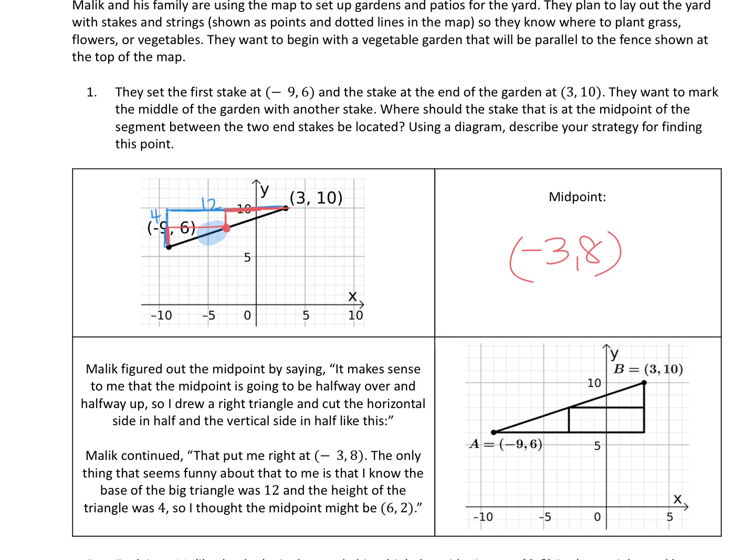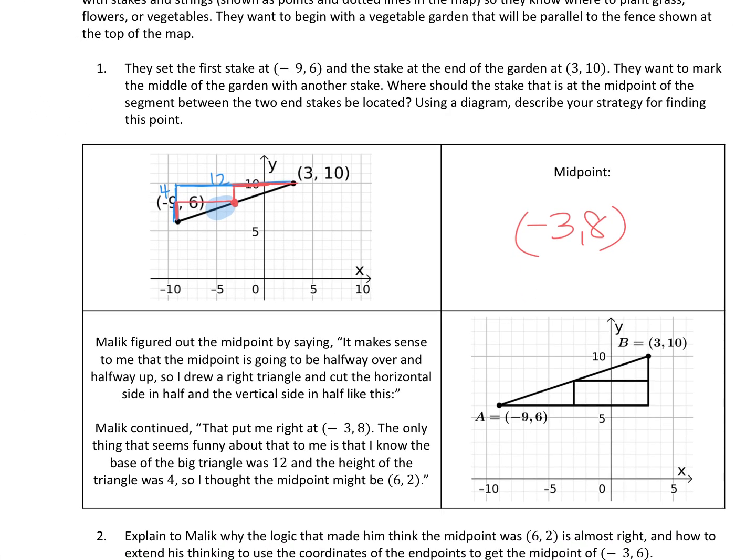Malik figured out the midpoint by saying, it makes sense to me that the midpoint is going to be halfway over and halfway up. So I drew a right triangle and cut the horizontal side in half and the vertical side in half like this. Okay, that looks pretty similar to what I did up there. Malik continued, that put me right at -3, 8.